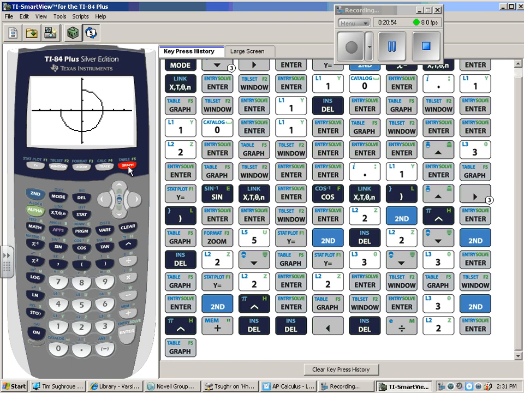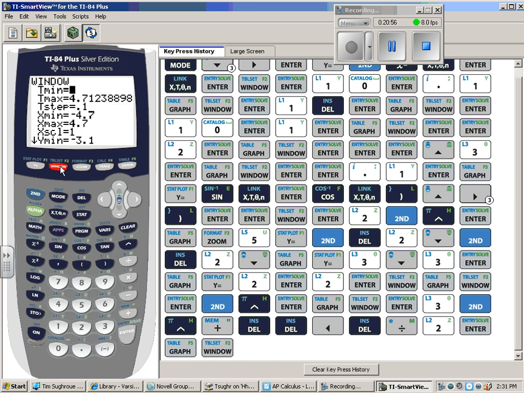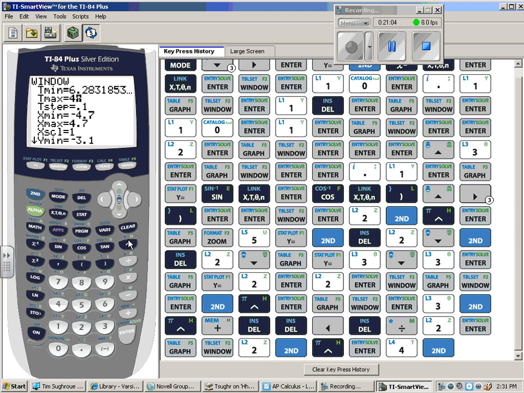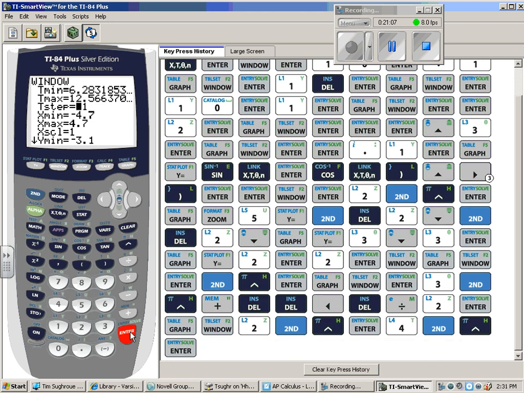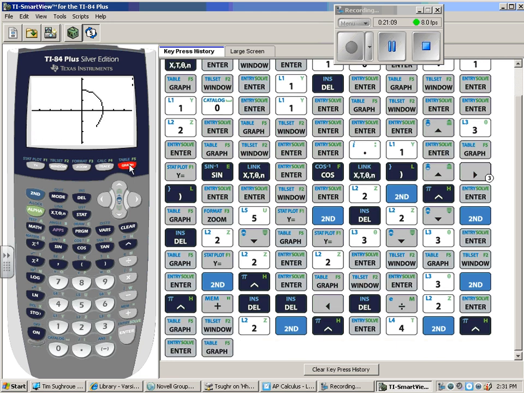Here's the window again. What happens if we go from 2 pi to 4 pi? 2 pi to 4 pi, and hit graph. We get the complete circle. However, the time element really started with 2 pi instead of 0.